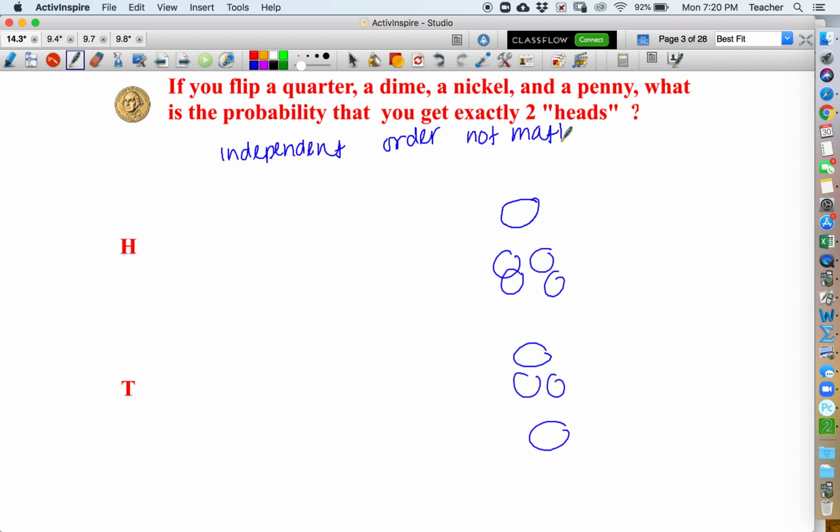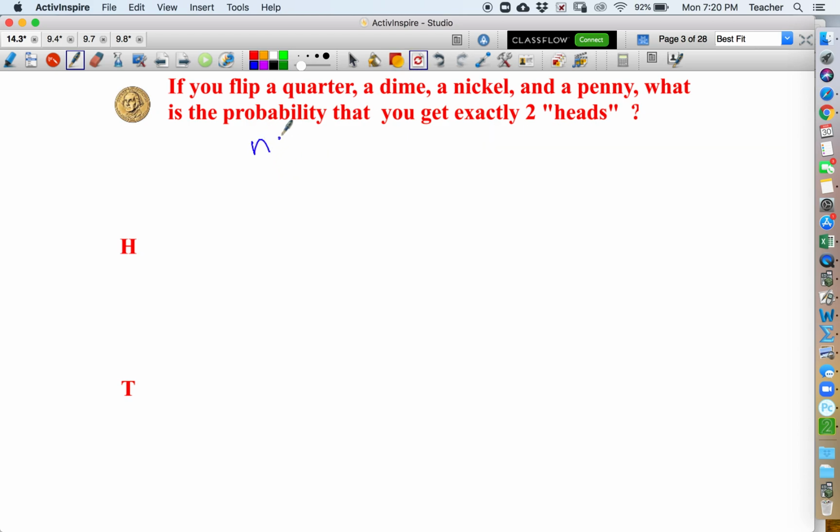When that happens, then you can use the binomial probability. Independent events, order not matter. And the formula goes like this. NCR, and then probability of success, P to the R, 1 minus P to the N minus R.